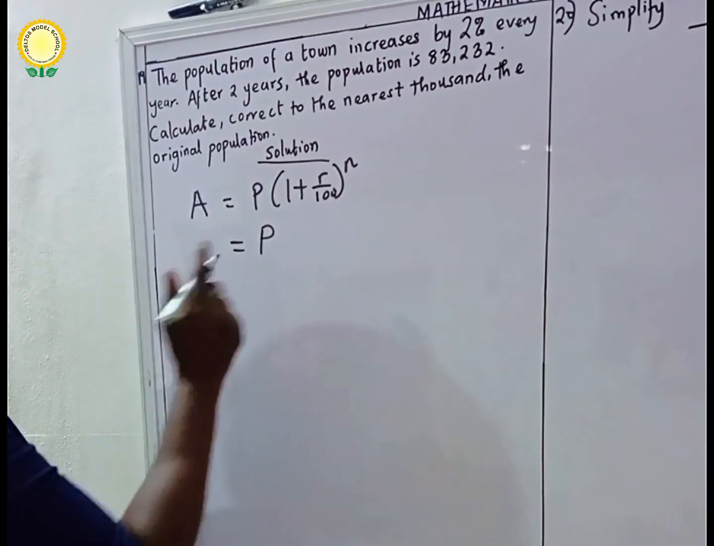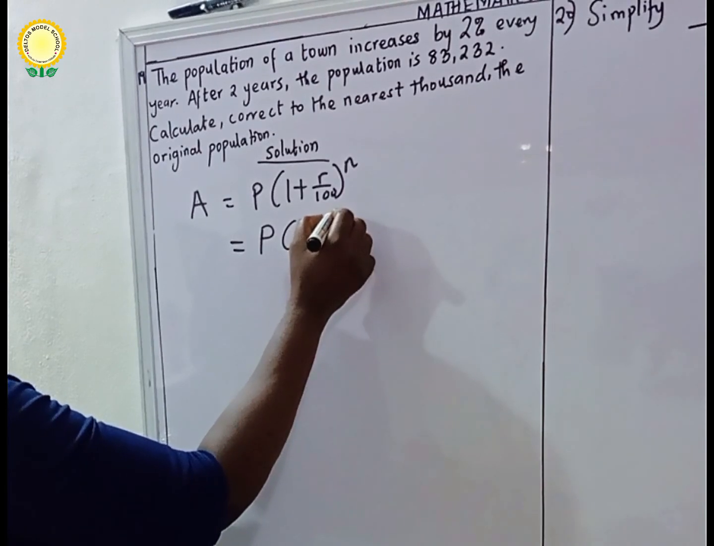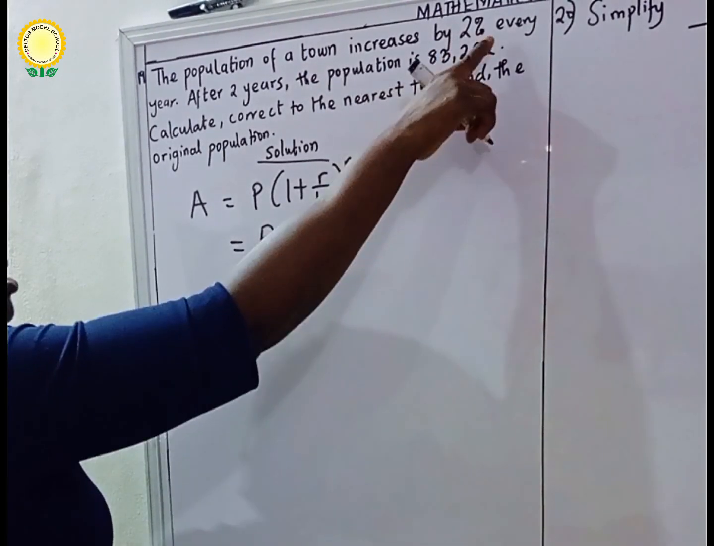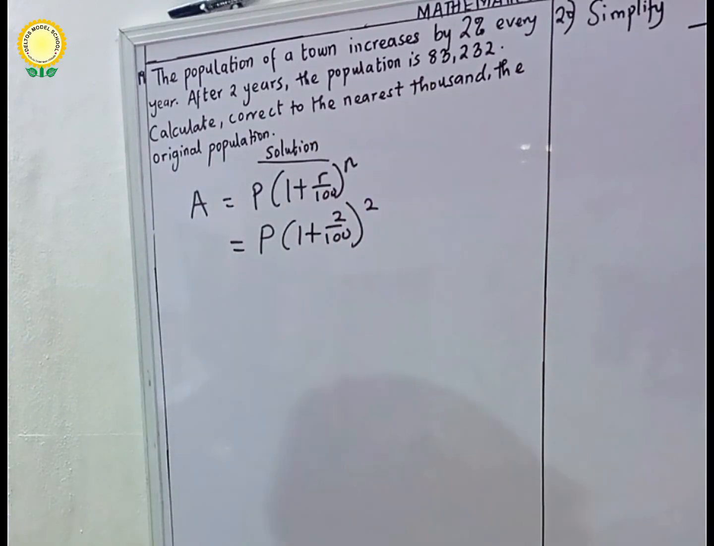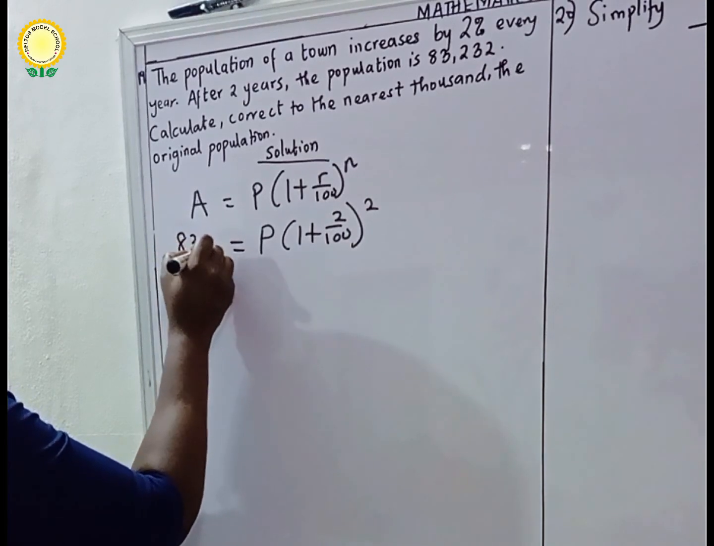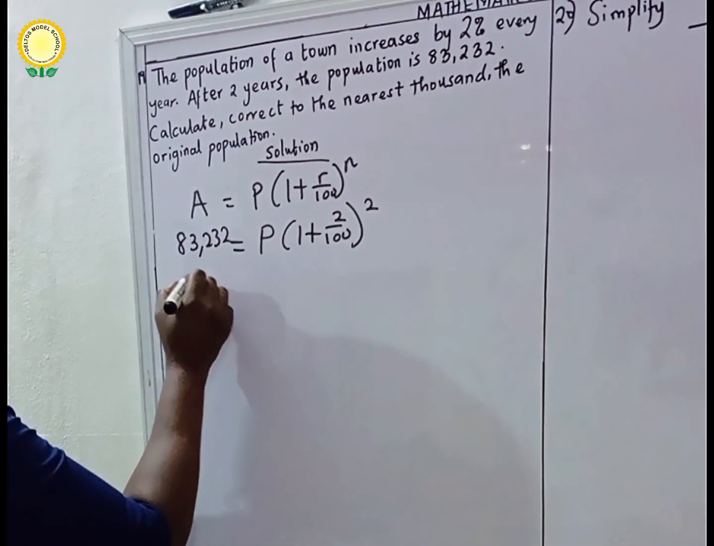Calculate the original population. Then we have 1 plus R over 100. That will be 2 over what? 100. Raised to the power of what? Well, we have 2 years. Okay? So, let's rewrite this. This is the population after. Okay, we want to solve now.